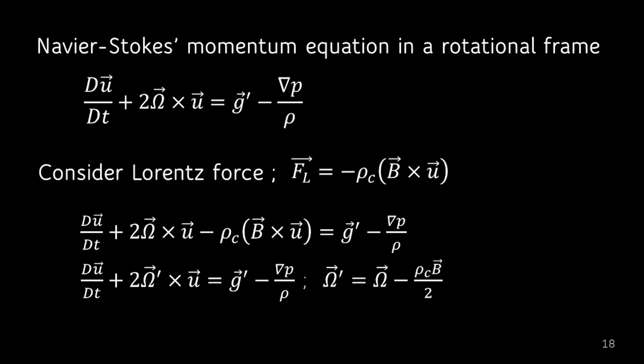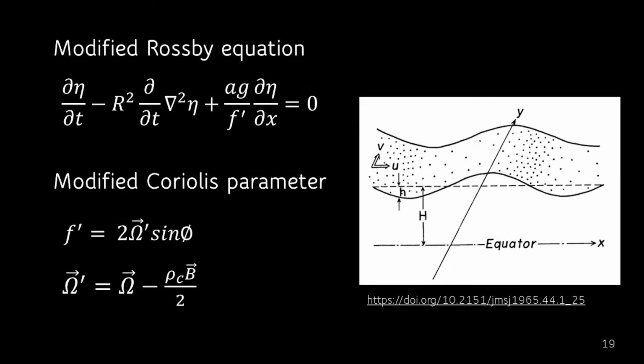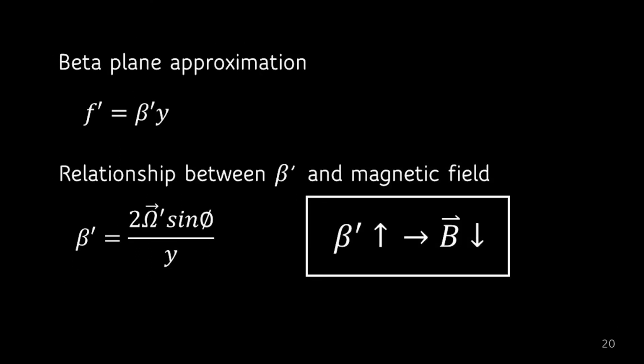First, we consider the Navier-Stokes equation in a rotational frame with neglected viscosity. To add a term of magnetic force, we modify the equation by adding the Lorentz force. We then get the new value of the angular velocity, which absorbs the term of magnetic field, denoted by omega prime. Then we consider the modified Rossby wave equation, where f, the Coriolis parameter, was modified to be f prime. Subsequently, from the beta plane approximation, we can find the relationship between beta prime and the magnitude of magnetic field, which is that when beta prime increases, the magnetic field decreases.